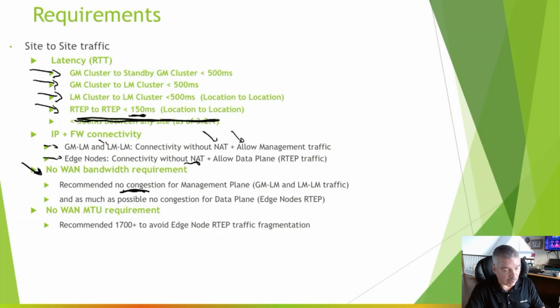WAN MTU, I talked about this. So the MTU size between the locations, you don't have to be using jumbo frames. It would work with 1500. It would do fragmentation, as I pointed out, but it's not recommended. So if you can increase the MTU size between the sites, go for it. Recommended minimum from VMware is 1700. Okay, but if you can go larger, go larger.